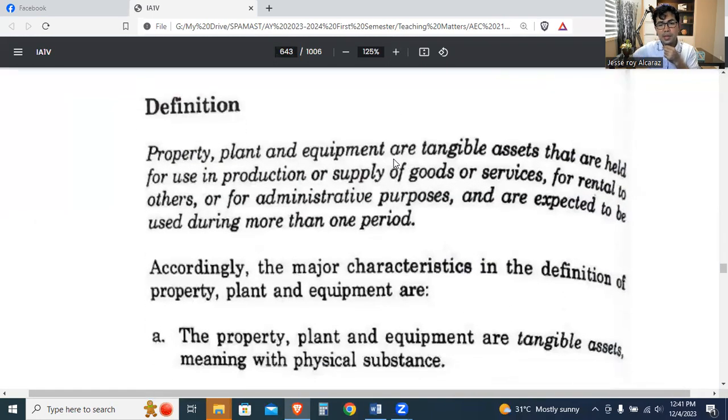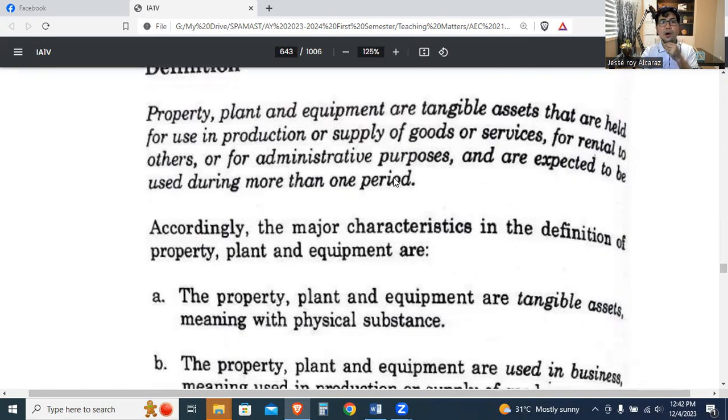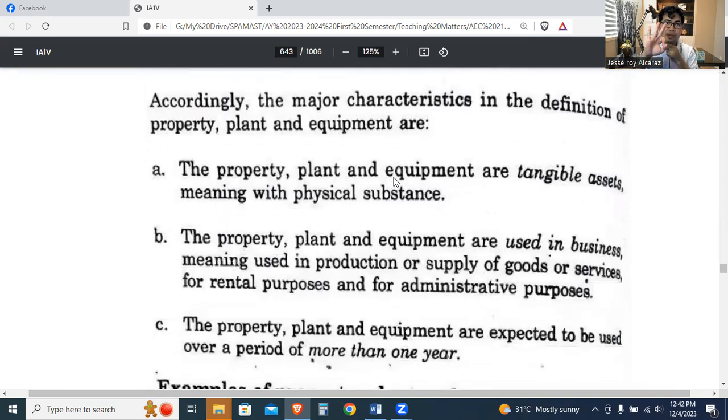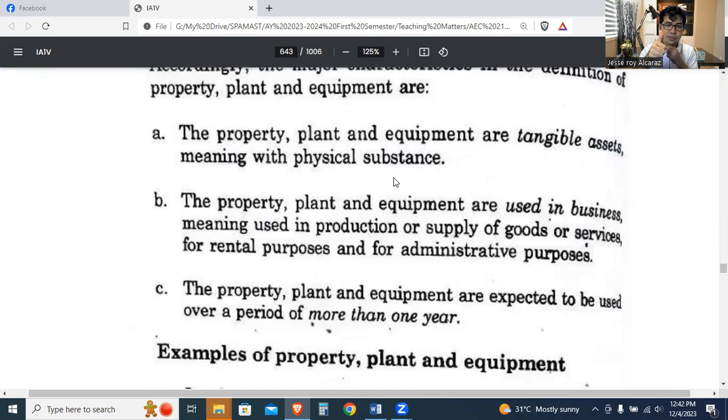Property, plant, and equipment are tangible assets. Okay, so these are still assets, normally under the non-current assets column, that are held for use in the production or supply of goods or services, for rentals to others, or for administrative purpose and are expected to be used for more than one period. That's why most of them are under non-current. So there are three major characteristics according to the definition. The first one would be that property, plant, and equipment are tangible assets, meaning they have physical substance because we also have intangible assets.